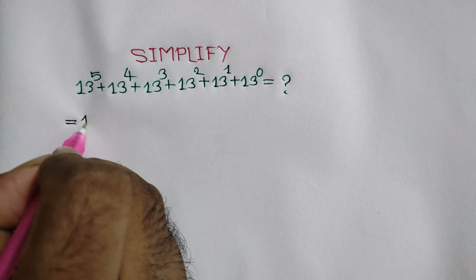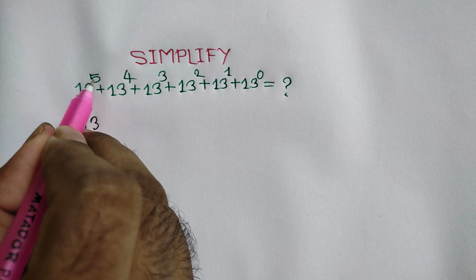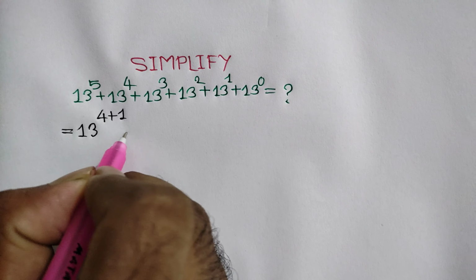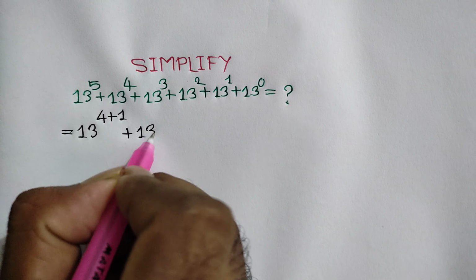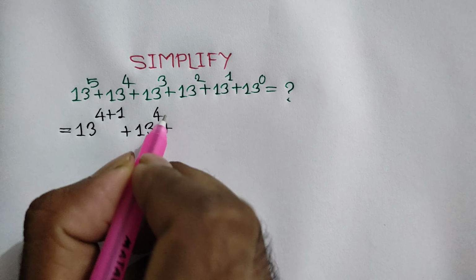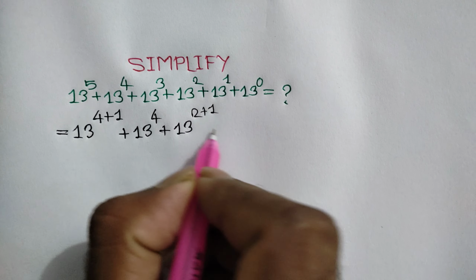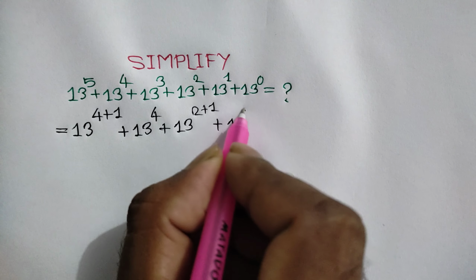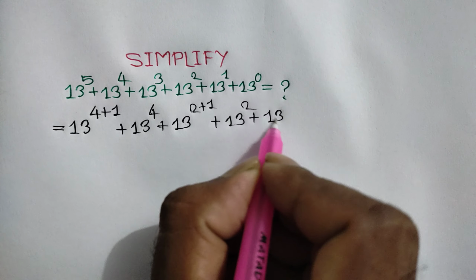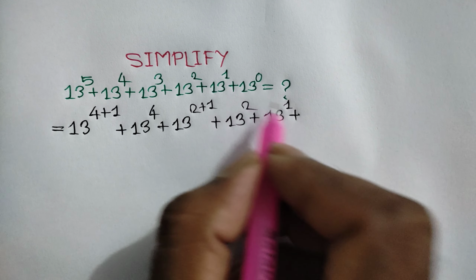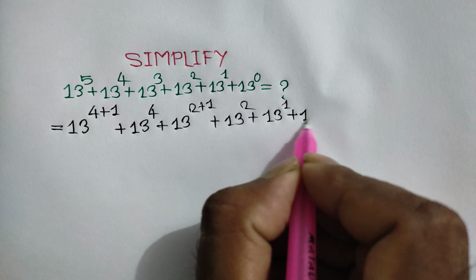This is equal to 13 to the power, this 5 can be written as 4 plus 1, plus 13 to the power 4 plus 13 to the power, this 3 can be written as 2 plus 1, plus 13 square plus 13 to the power 1 plus, we know that a to the power 0 is equal to 1, that means 13 to the power 0 is equal to 1.